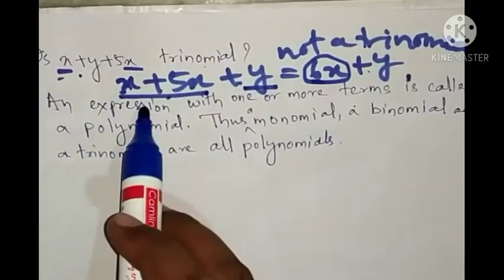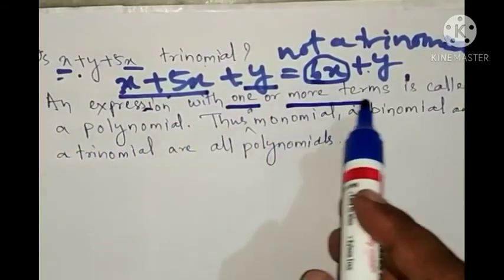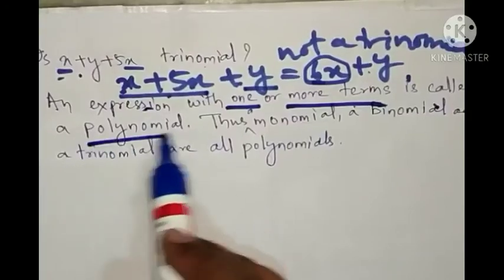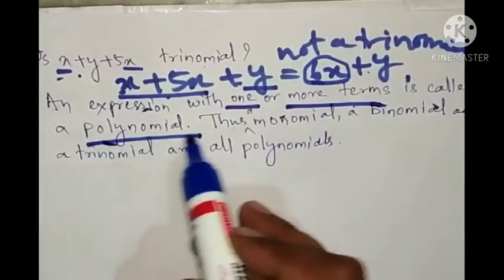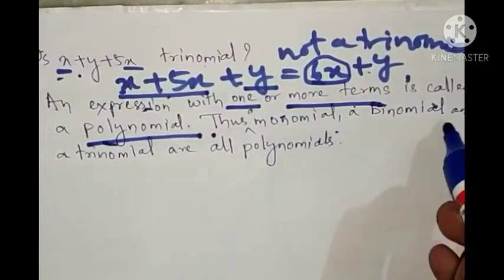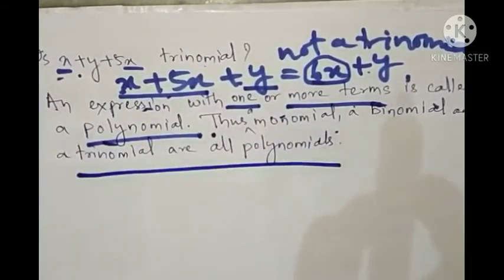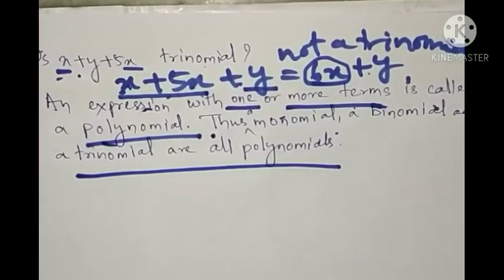So an expression with one or more terms is called a polynomial. So all the monomials, binomials, trinomials, all are polynomials. Thus monomial, binomial and trinomial are called polynomials. So this is about the first part of algebraic expressions, which I hope you have understood. Okay. Thank you all.